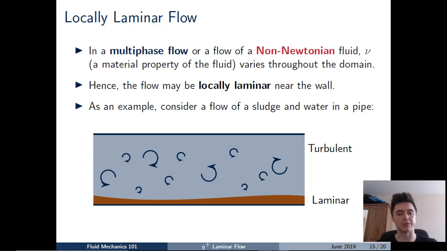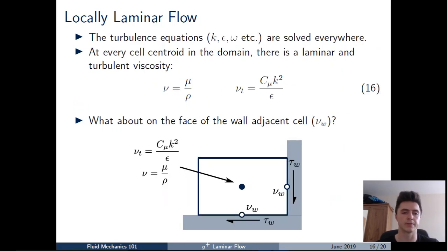Then in the free stream in the water, where the flow is predominantly water, the flow is likely to be highly turbulent, and the kinematic viscosity takes the kinematic viscosity of water. But close to the wall, where we've got a thick sludgy layer, the kinematic viscosity will be much larger, and we expect our flow to be locally laminar. So how does a CFD code account for flow scenarios like this?